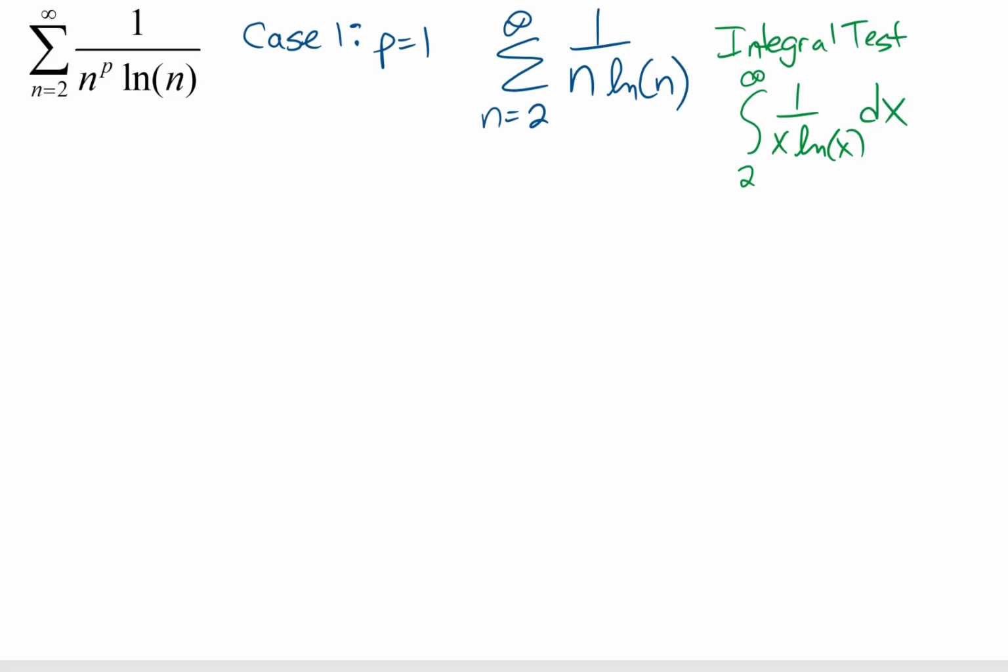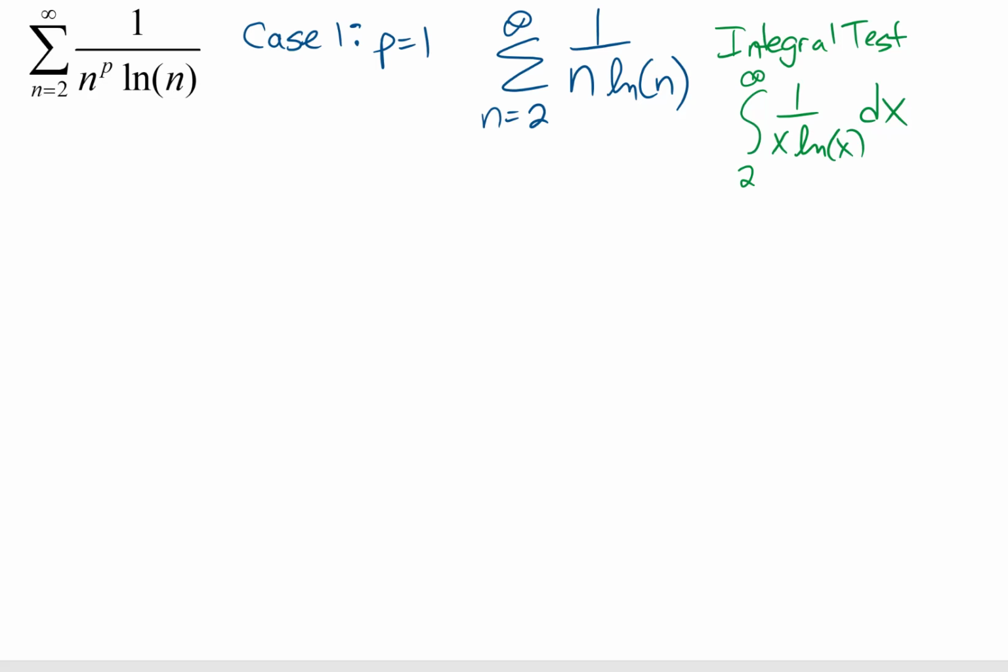I'm not going to finish this, I'm going to let you, but you can compute this using u substitution, and then when you take the limit as you go to infinity, if this integral approaches a single finite value, then you know that the integral converges, and so does the series. If this integral, when you do the limit, goes to infinity, the integral diverges, and therefore so does the series by the integral test.